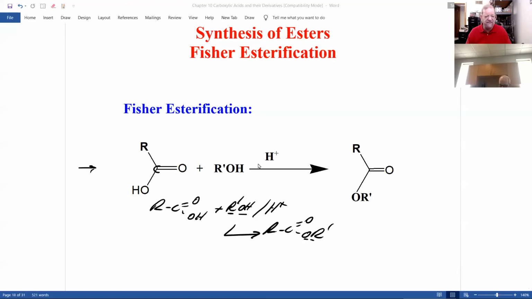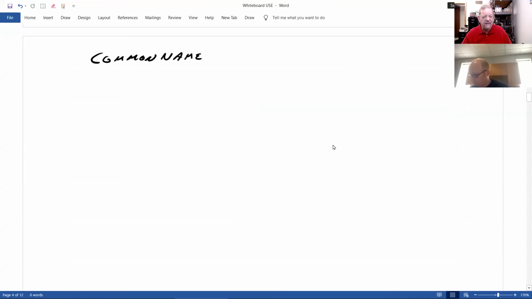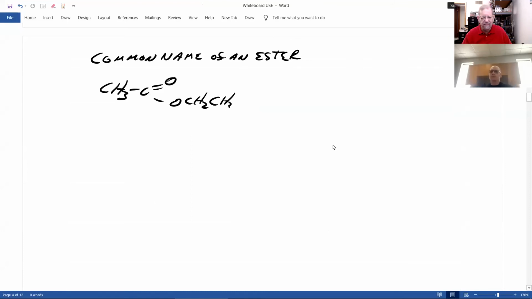All right, we're talking about esters, and while I was stretching, I realized I forgot to talk about one specific ester. Now, I've been teaching you both IUPAC and common names. And there's one common name of an ester that you should know, and that's this ester. Now, the IUPAC name nobody ever uses would be ethyl ethanoate.